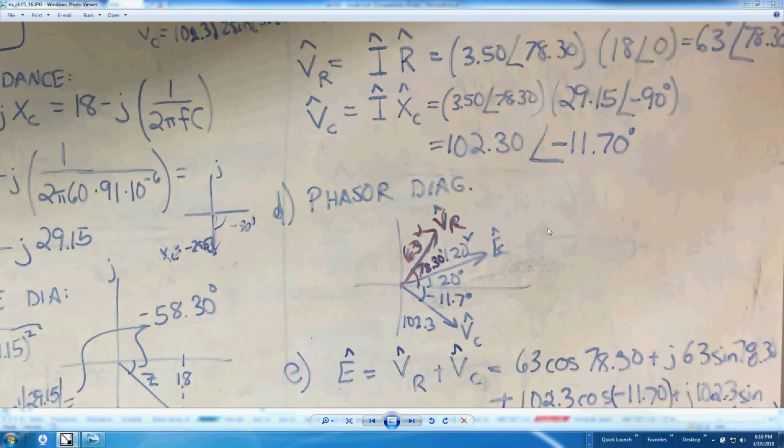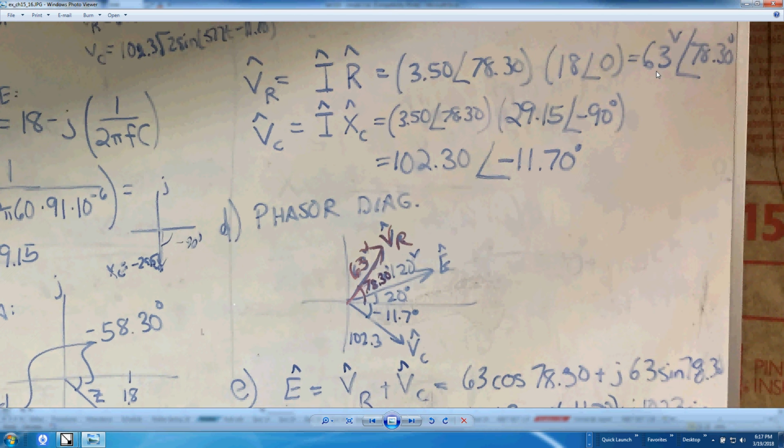Okay, continuation of 15.16, and this is parts starting at D. So they asked for the phasor diagram. V sub r has a magnitude of 60 and an angle of 78.3 as shown. This angle is from 0. E is 120 volts with an angle of 20 as shown. And V sub C is a magnitude of 102.3 with a negative 11.7 phase angle as shown.